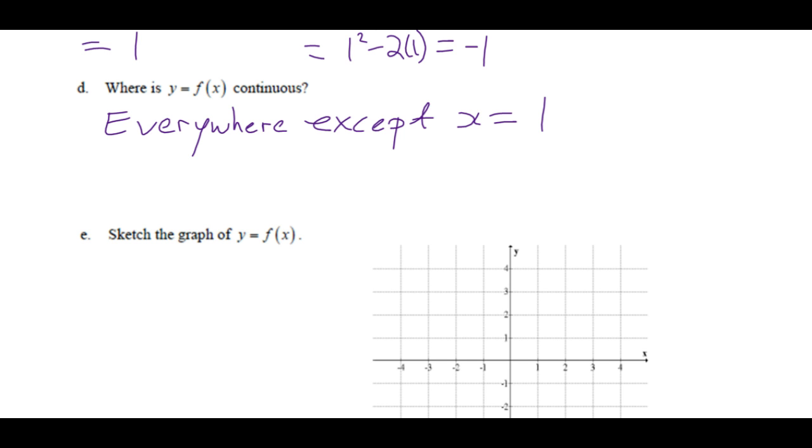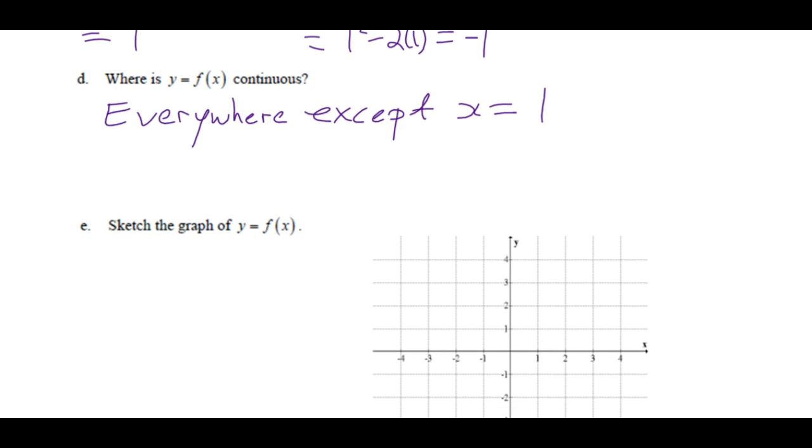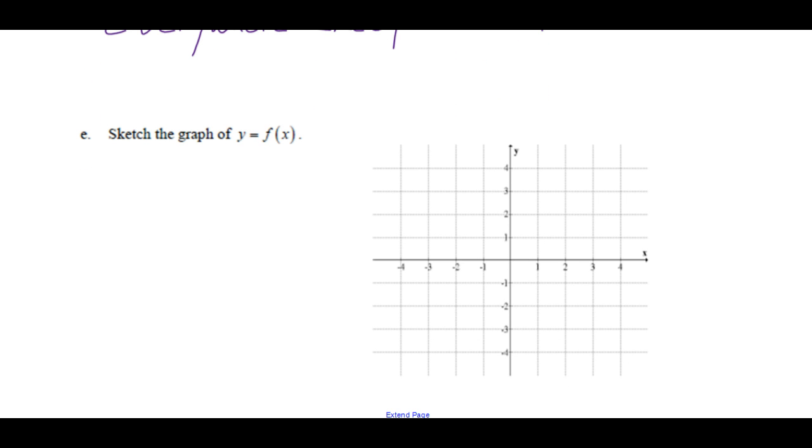And it wants us to sketch the graph. So we go down here and we say, okay, what's it equal to? So it's negative x minus 2 if x is less than or equal to negative 1. And we know that at negative 1 we get this. And negative x will be a straight line going that way. And it's y equals x from negative 1 to 1. Okay. But at 1, f of 1 is not 1.